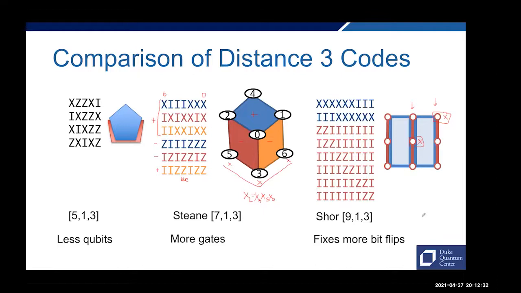So why the picture of the Steane code as a 3D cube? It's just pictorial. The Steane code is an example of a type of code called a color code. And the color code we can think about as a three-colorable graph in a plane. The smallest example, which is the Steane code, basically leads to this nice cubic shape, it looks like a cube when we draw it.